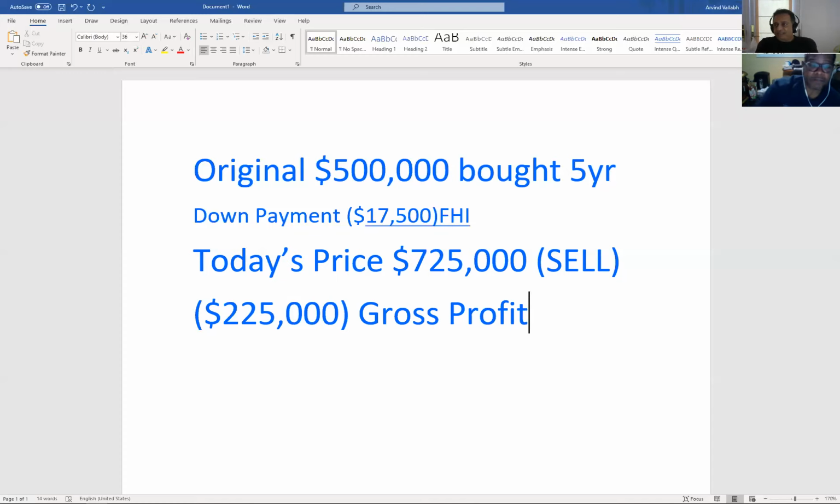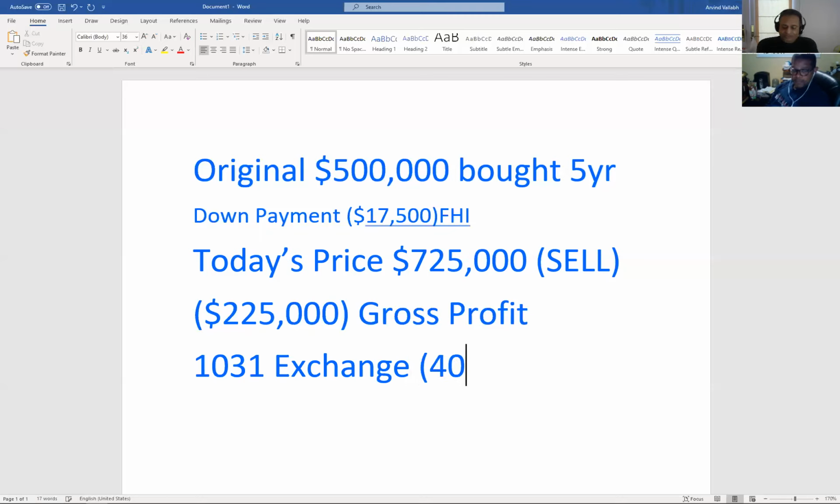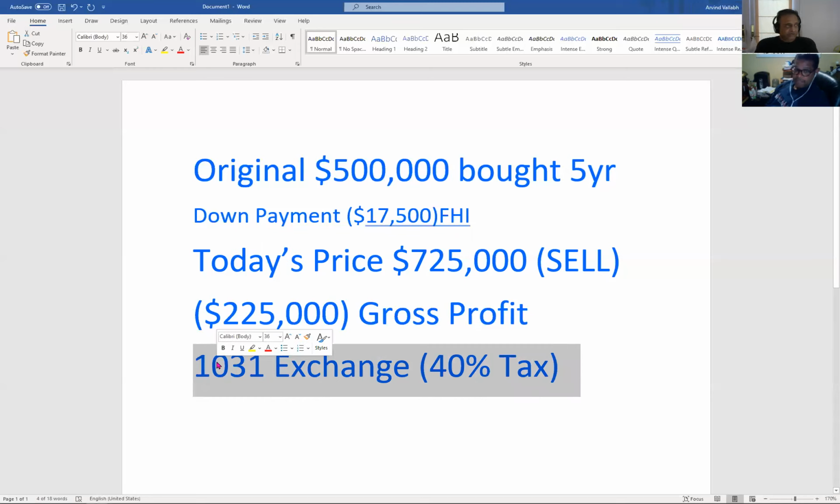That's all right. What we need to do now is purchase another property. Now we've got the 1031 in effect here. So the 1031 issue comes in, because they can't take this money and run. If they do, then there's a 40% tax. So we need to let them know that. And that's state and federal, a combination of both.